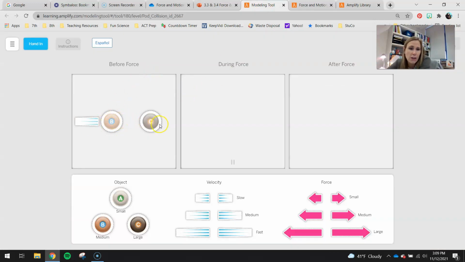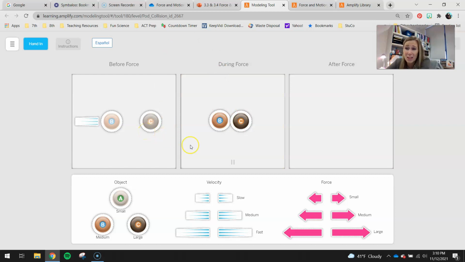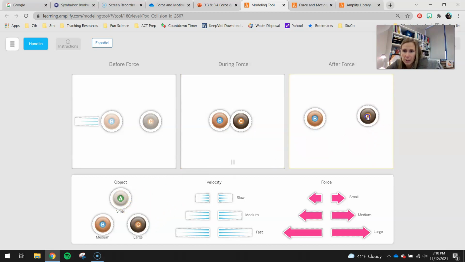Right here we have the space station at rest. The little space pod is moving, and they have it moving at a medium velocity, okay? So if the pod hits the space station at the medium velocity, you're going to drag a puck for the little pod, and you're going to drag a puck for the space station. Remember that when you're looking at the during force, those two objects are going to be in contact, okay? We're looking at that exact moment that they're touching, that they're coming into collision with each other. Okay, after the force, you're going to model where those two pucks would be.